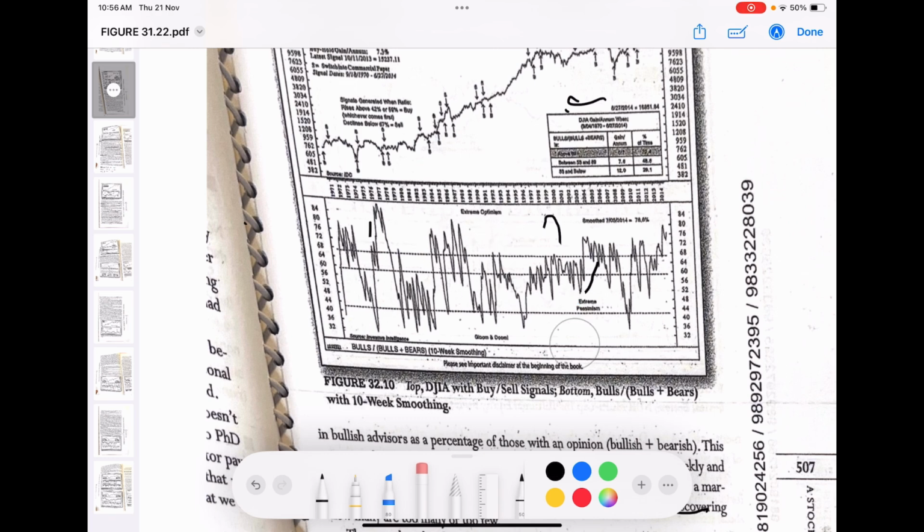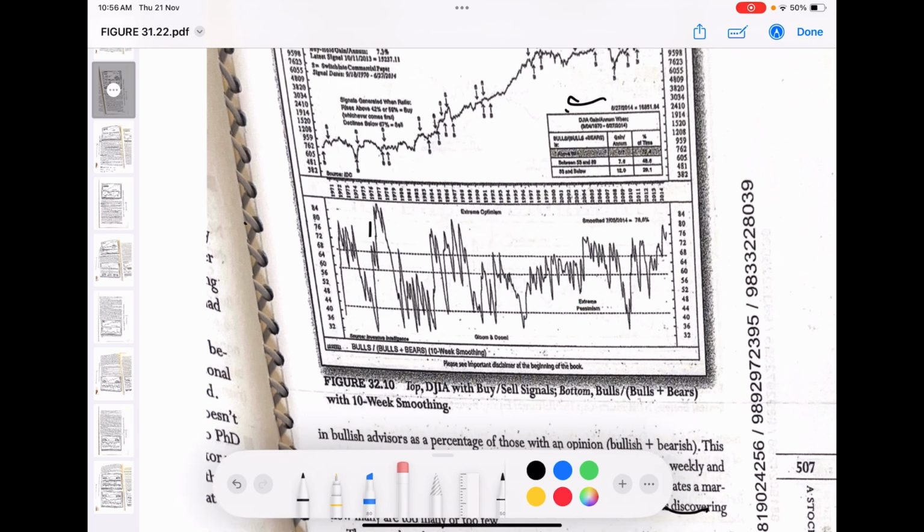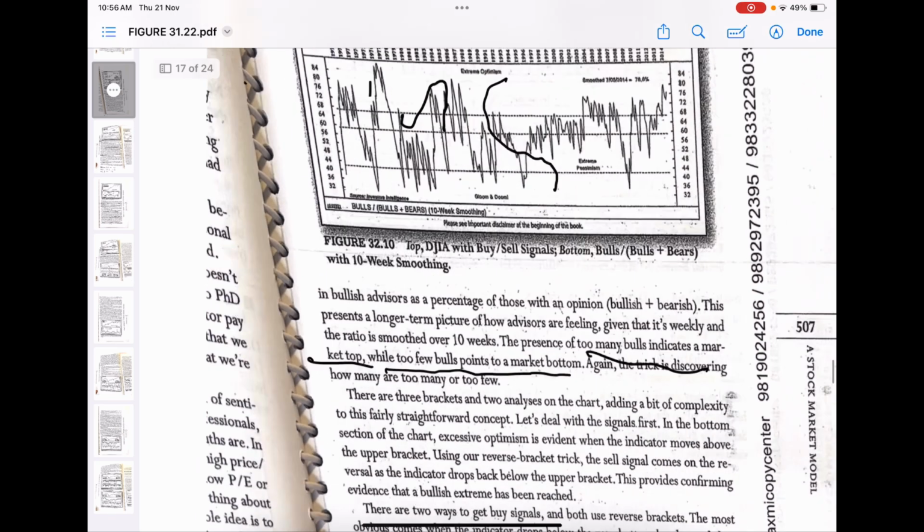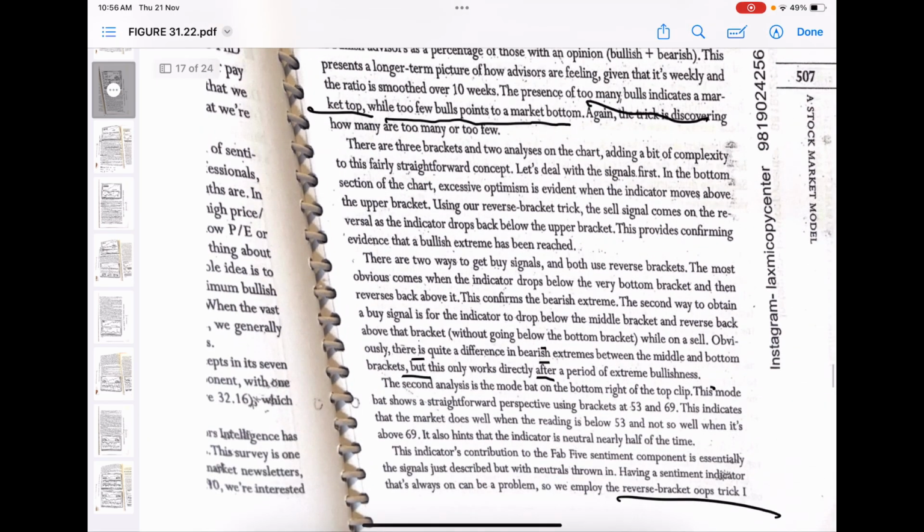Whenever the price is above the above bracket and then it crosses down, it is a sell signal. Whenever the price is coming down and crosses the bottom bracket, again it is a sell signal. So these are the signals which you need to keep in mind.